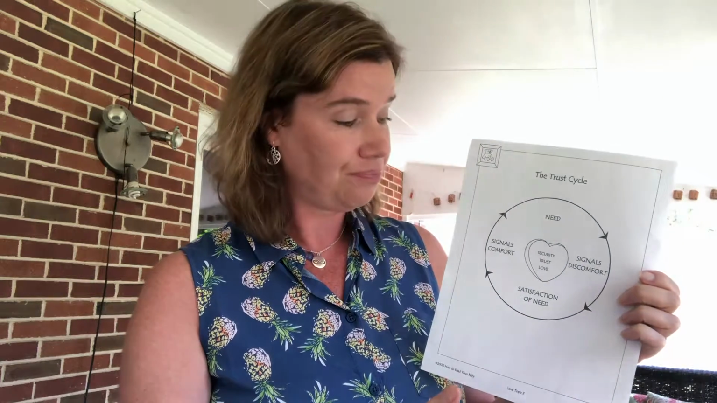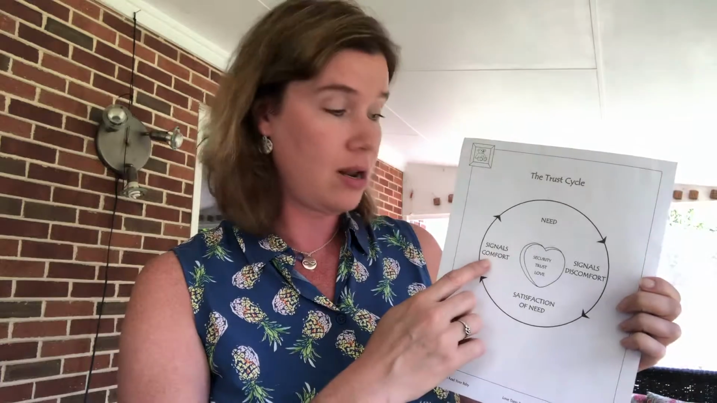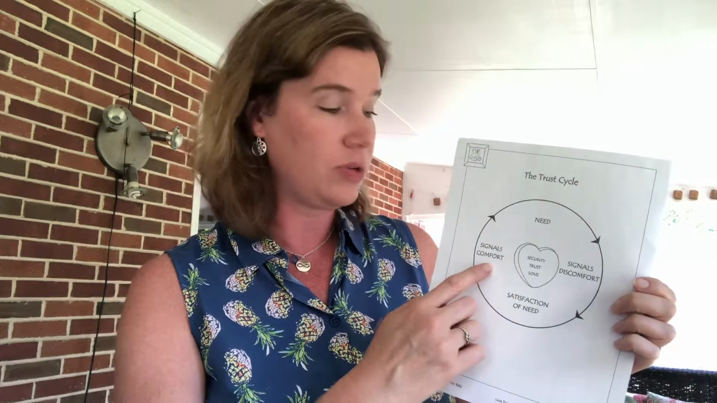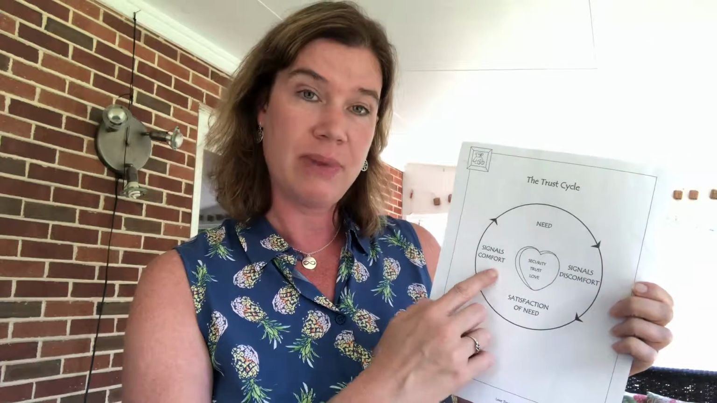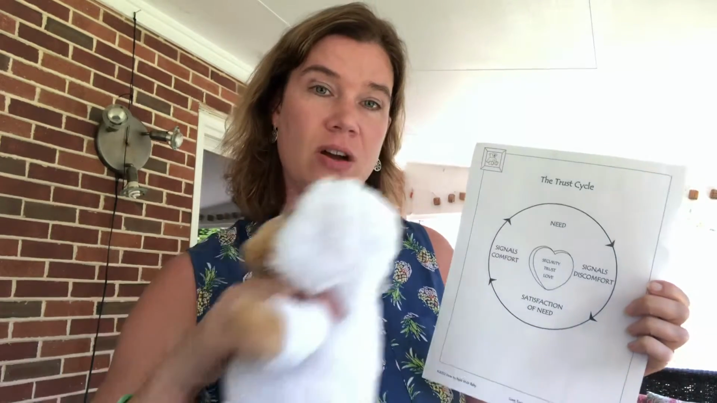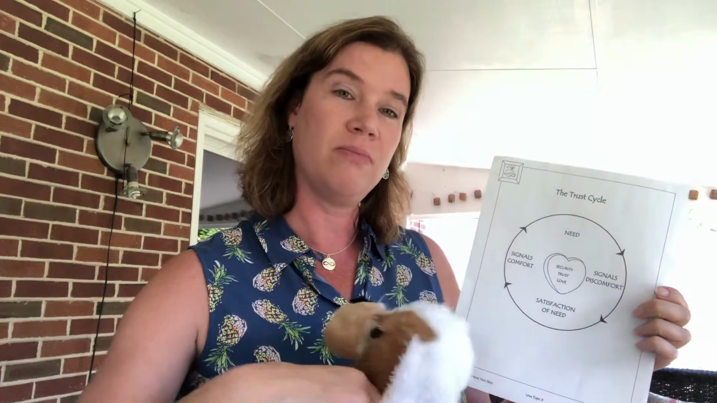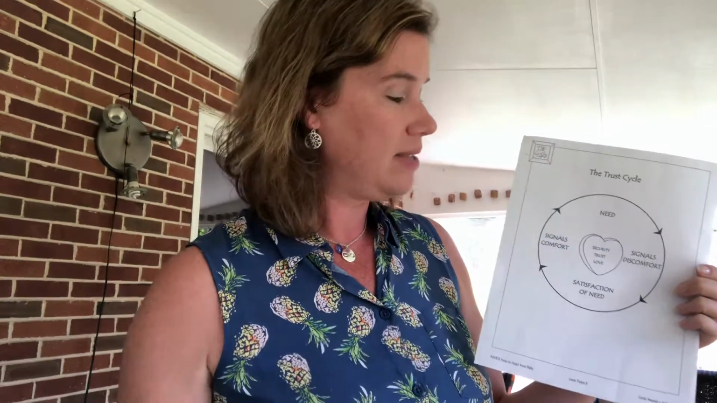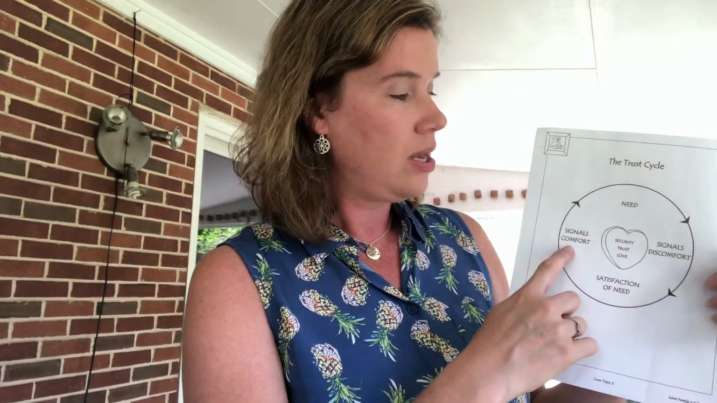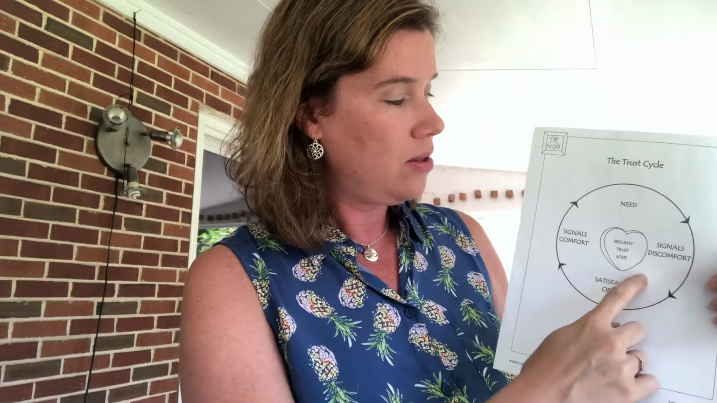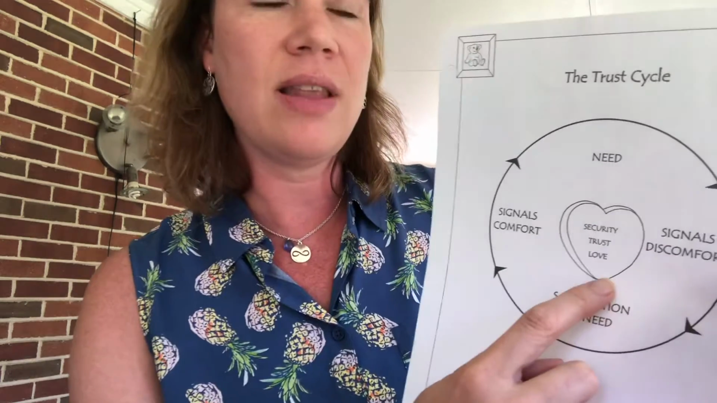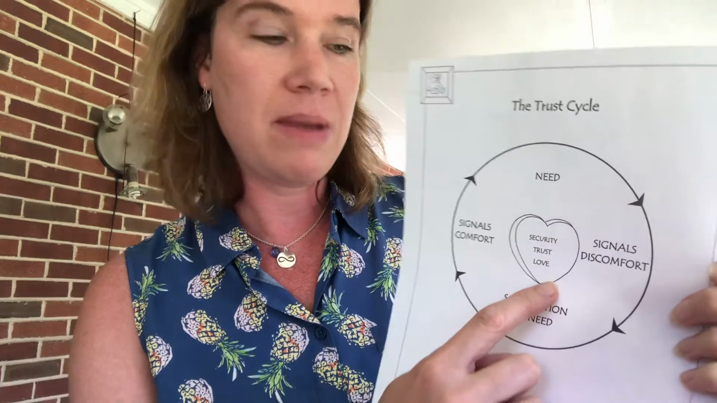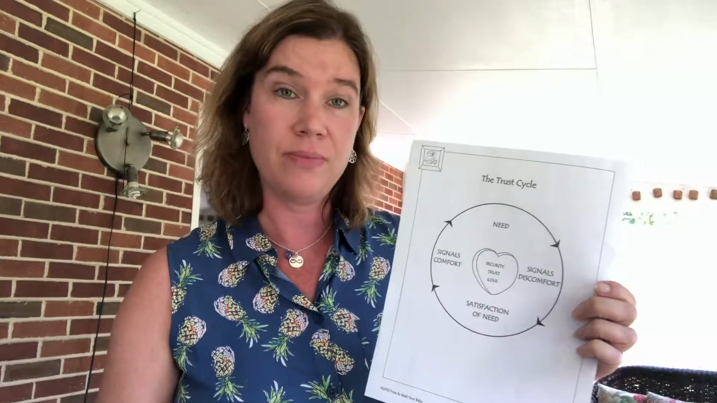Mom notices that, so mom goes to the baby and satisfies his need in whatever it was that he needed. And then the baby stops that uncomfortable behavior and shows that he's comfortable, signals comfort, right? His body language relaxes. Those tight arms and legs kind of loosen up. He's no longer rooting around. He signals comfort. And then security, trust, and love is built. That baby knows that he can trust his mother, right?